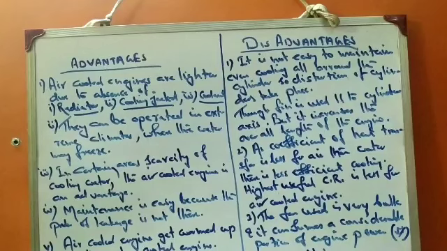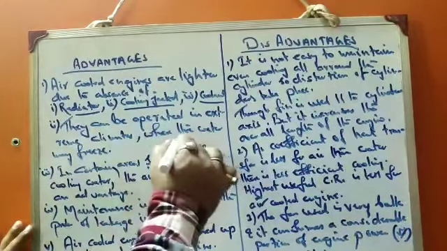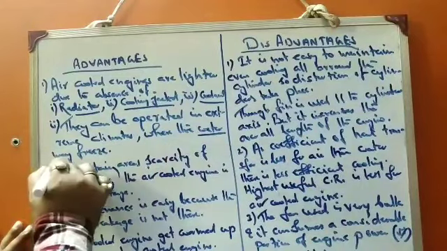Okay. They can be operated in extreme climates where the water may freeze. Yes, you can take the automobile, if it is air cooled, to Ladakh where the temperature is minus 2 degrees centigrade, or any very cold areas where the temperature is below the freezing temperature. Here there is no chance of the water or the coolant freezing. So this can be operated in extreme climatic conditions where water may freeze.